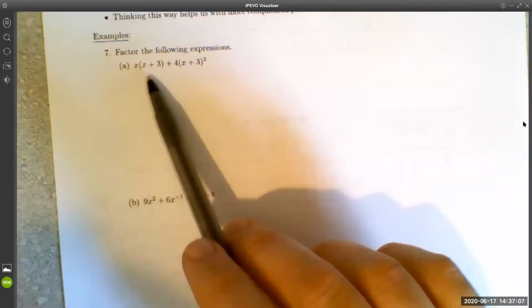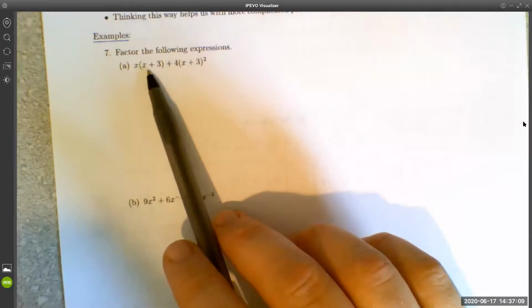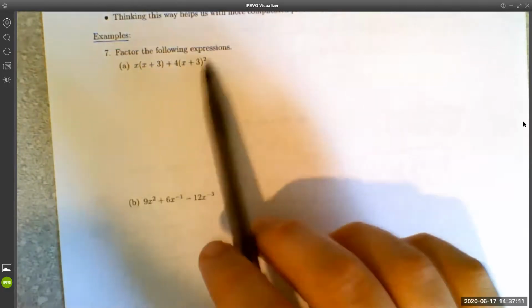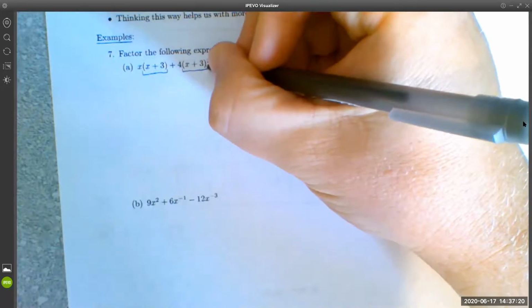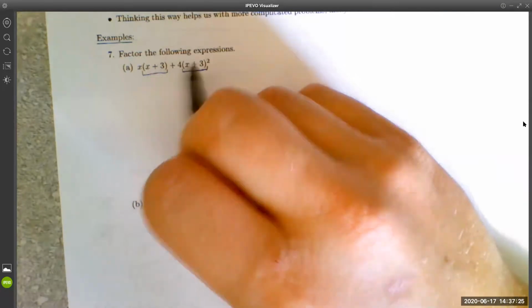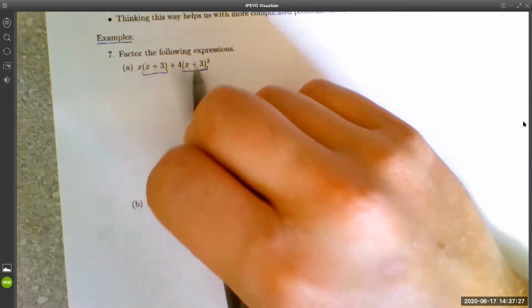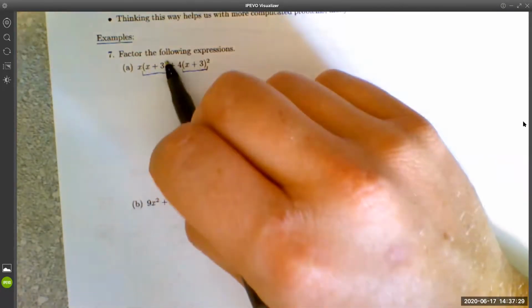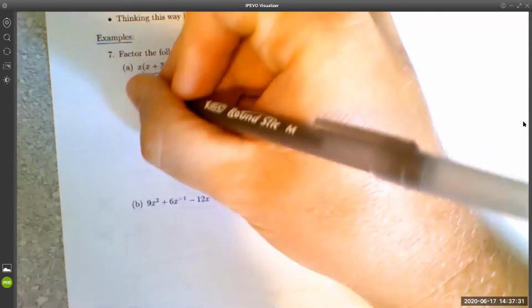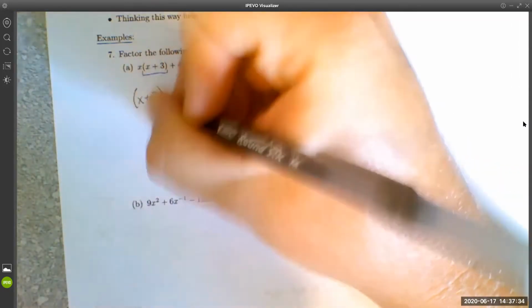So let me give you an example, right? This one says factor the following expression. We've got x times (x plus 3) plus 4 times (x plus 3) squared. Notice that they've both got this binomial in common. And so if we're thinking about factoring out the GCF, what we can do is take out the version of this binomial that has the smallest exponent on it. That would be this first one. So we can take out an (x plus 3) to the first power.